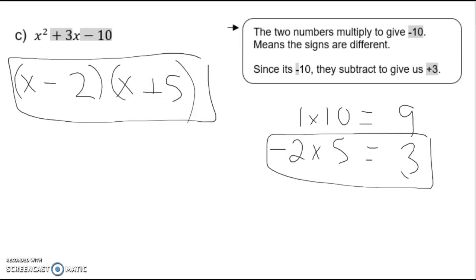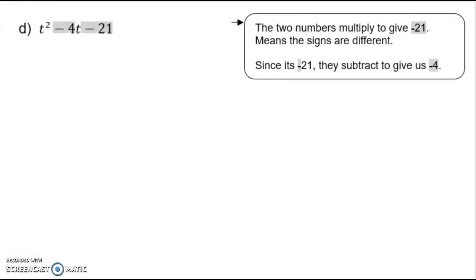All right, last example. D, t squared minus 4t minus 21. And once again, I took this from the notes to help you. Just a little reminder. It says the two numbers multiply to give us 21, so they're multiplying to give us our final answer of 21. Means the signs are different. So it's one of each again.